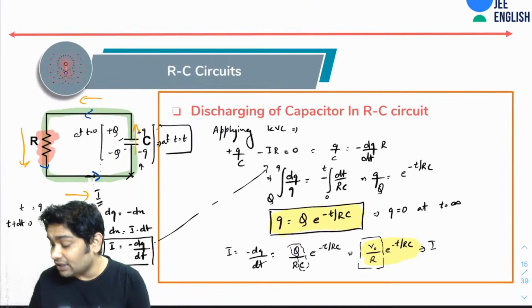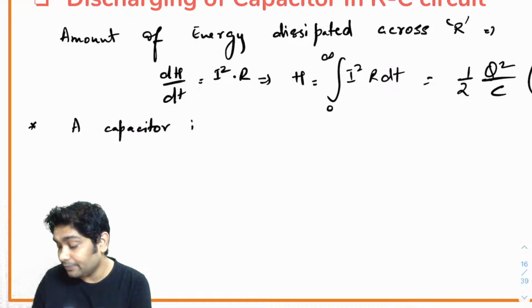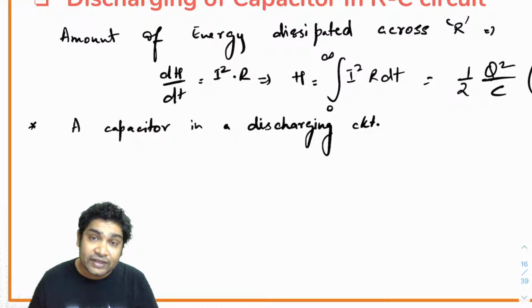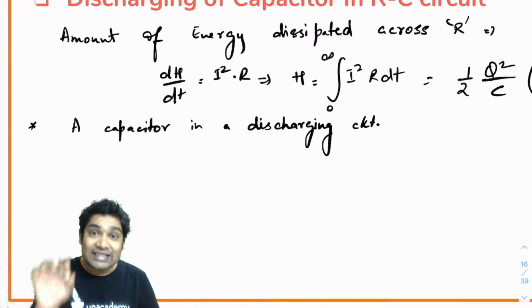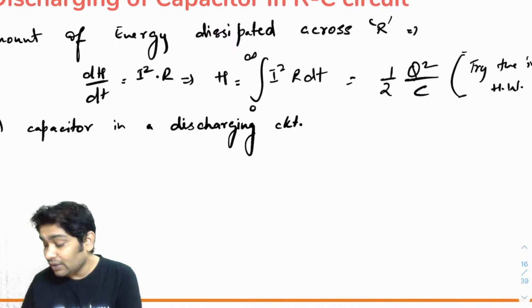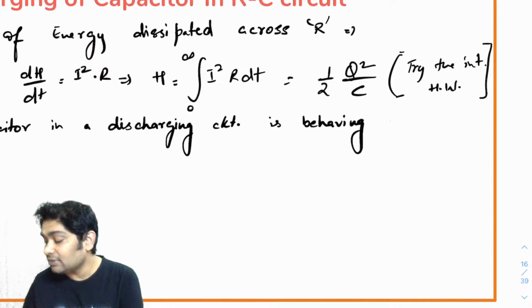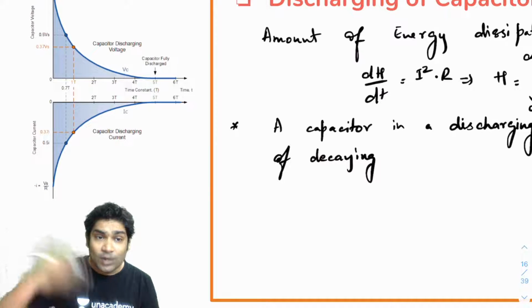So at t equals 0 in a discharging circuit, a capacitor is essentially behaving like a battery, right? Wherein if the instantaneous charge in the capacitor is Q, then the potential difference across it is Q by C. So it is at every instant behaving as a battery of potential EMF Q by C. So a capacitor in a discharging circuit is behaving as a battery of decaying EMF. So it is behaving as a battery for which the EMF is getting decayed with respect to time.